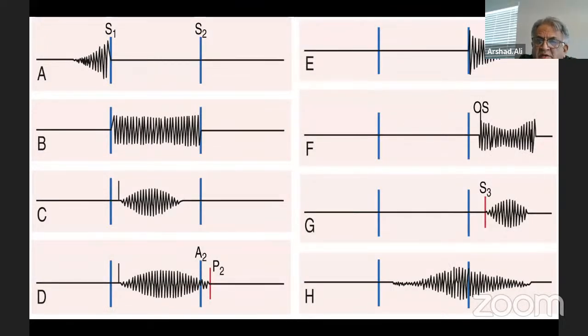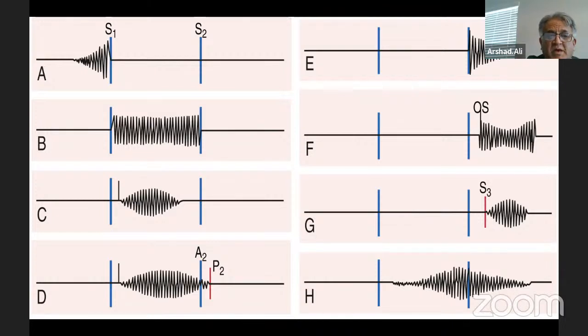This is the depiction of what we talked about. This is S1, the first heart sound, and the second heart sound. This is pre-systolic accentuation. Actually, this is like the late diastolic murmur, with a pre-systolic accentuation.